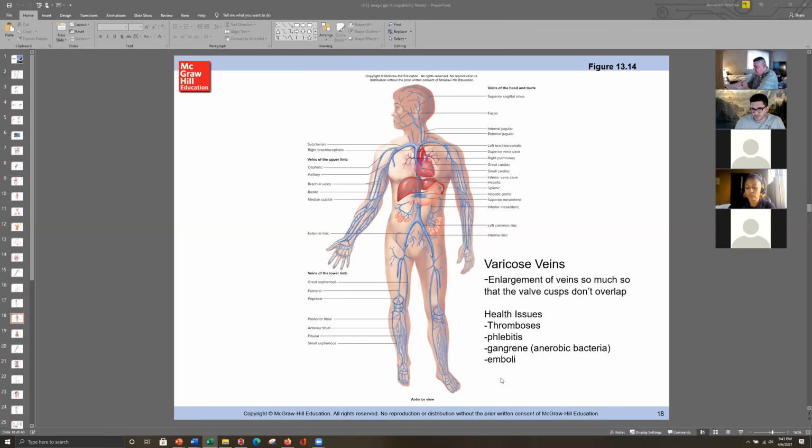But if you have them, it's not a guarantee that you'll develop any of these. I'm not saying any of you do, or if you know people that have them, it's not a guarantee that you'll develop any of these. You're just at greater risk for developing these conditions.